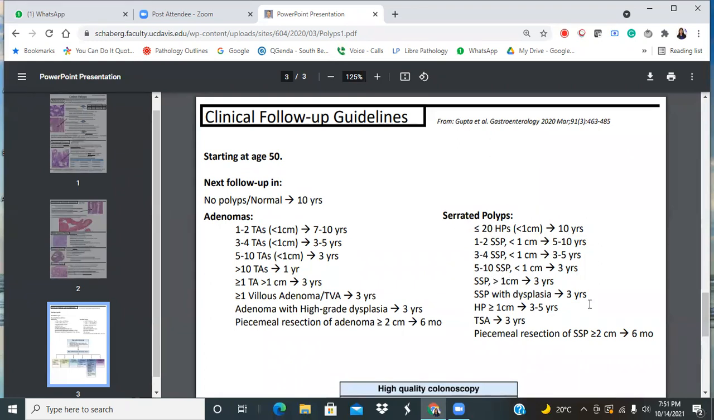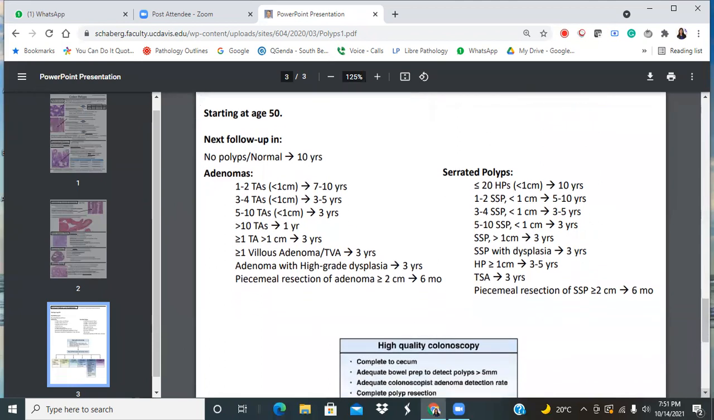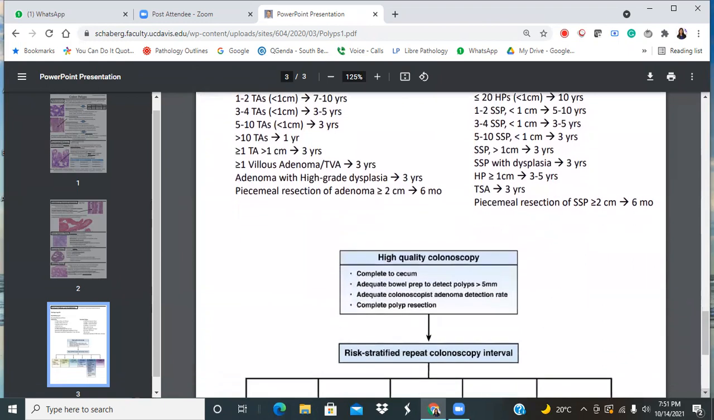With dysplasia, 3 years. Hyperplastic, which is more than 1 centimeter, 3 to 5 years. TSA, 3 years. Piecemeal resection of the SSP more than 2 centimeters is again 6 months. So that's important, we have to mention the piecemeal resection.